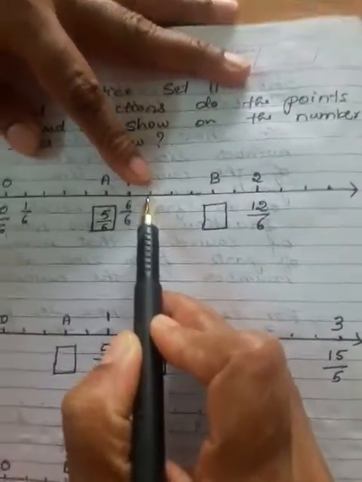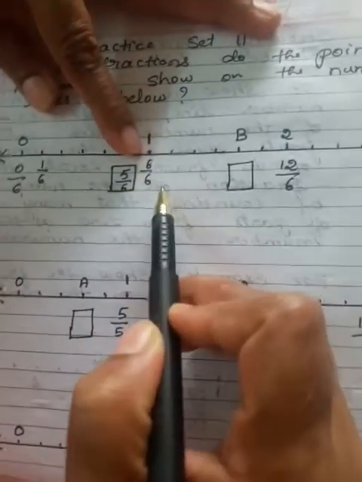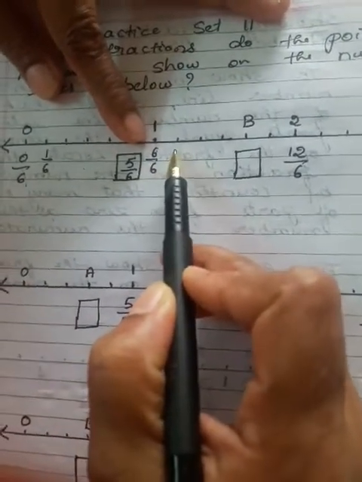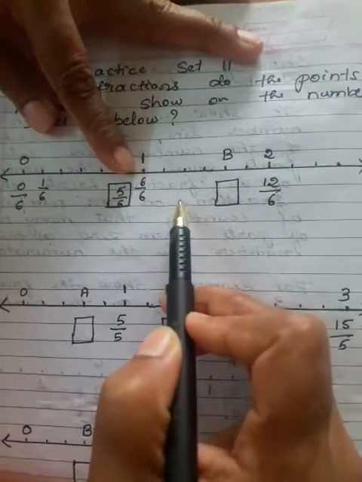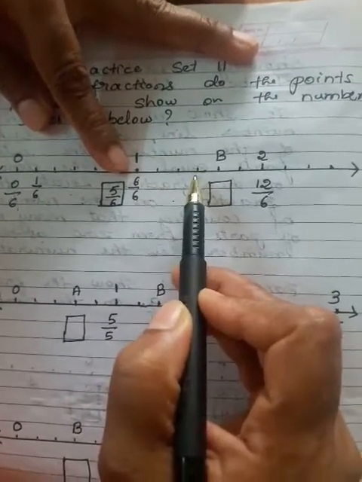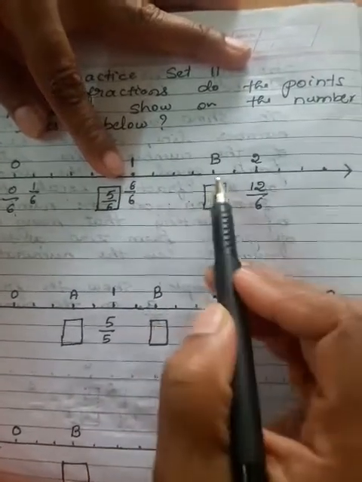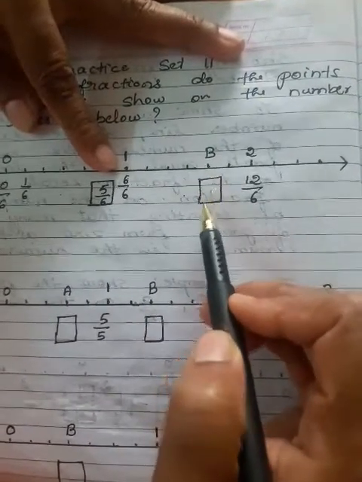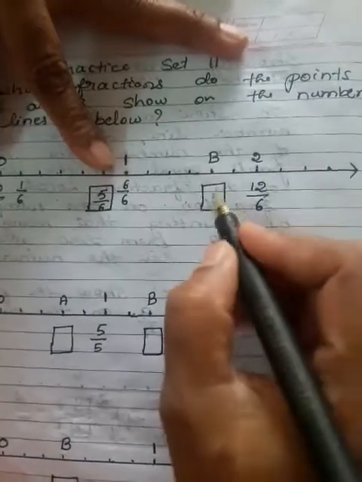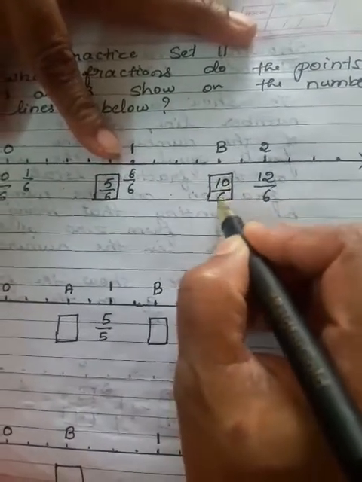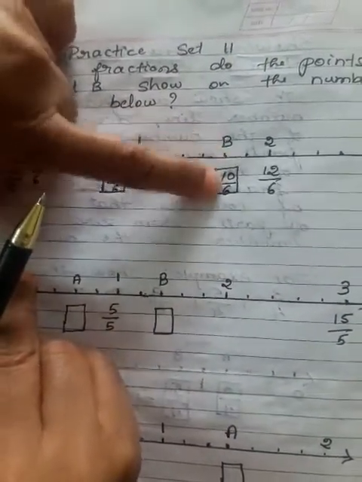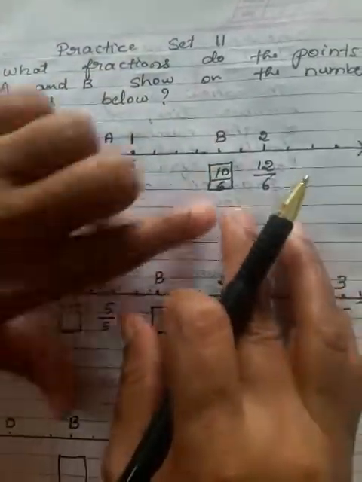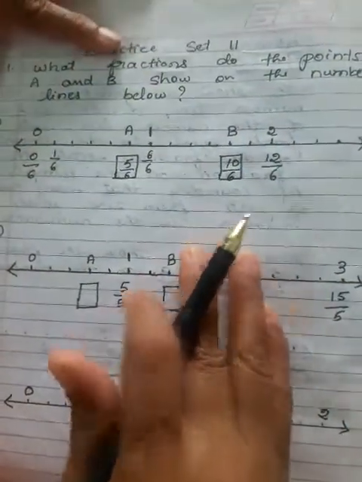Then the next point denotes the fraction 7 upon 6. This is 6 upon 6 now. Then what comes here? 7. So 7 upon 6. This is 8 upon 6. This is 9 upon 6. This point B represents the fraction how much? 10 upon 6. Correct? So see, this is 6 upon 6, 7 upon 6, 8 upon 6, 9 upon 6, 10 upon 6. Okay? Now we got the answer. Right?